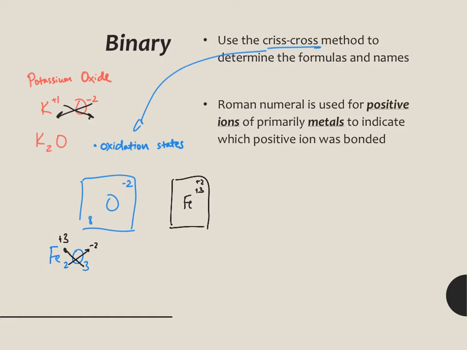And so when we write this out, it's not just going to be iron oxide, it's going to be iron(III) oxide, okay? So in a lot of cases like potassium oxide, you don't need the Roman numeral because potassium only has 1 oxidation state, but iron here has multiple. A lot of transition metals fall in that category. So because it has multiple oxidation states, we need Roman numerals to indicate which one we're using, okay?